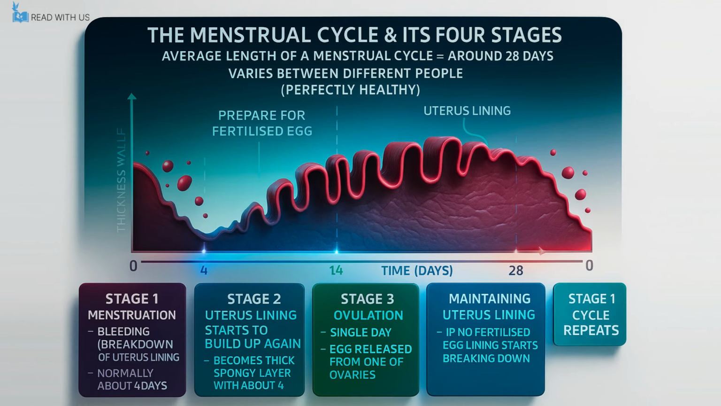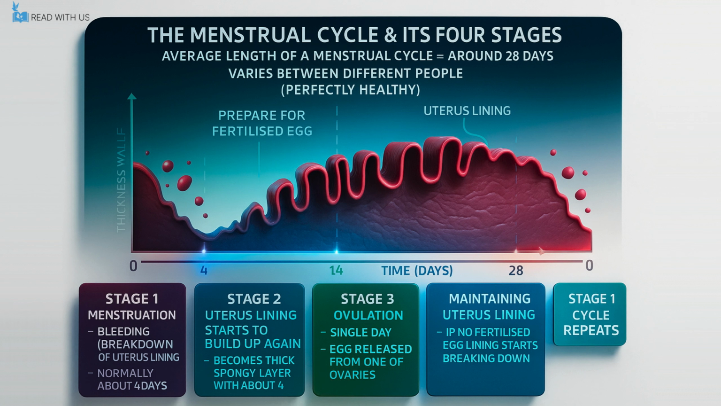The typical menstrual cycle lasts about 28 days, but this can vary widely among individuals, and variations are completely normal and healthy. We often use graphs to visualize the cycle, with the vertical axis showing the thickness of the uterus lining and the horizontal axis showing the time in days. Stage 1 is called menstruation, and it involves the shedding of the uterus lining, which results in menstrual bleeding. This phase generally lasts for about 4 days, and during this time, the uterus lining becomes thinner as it breaks down.